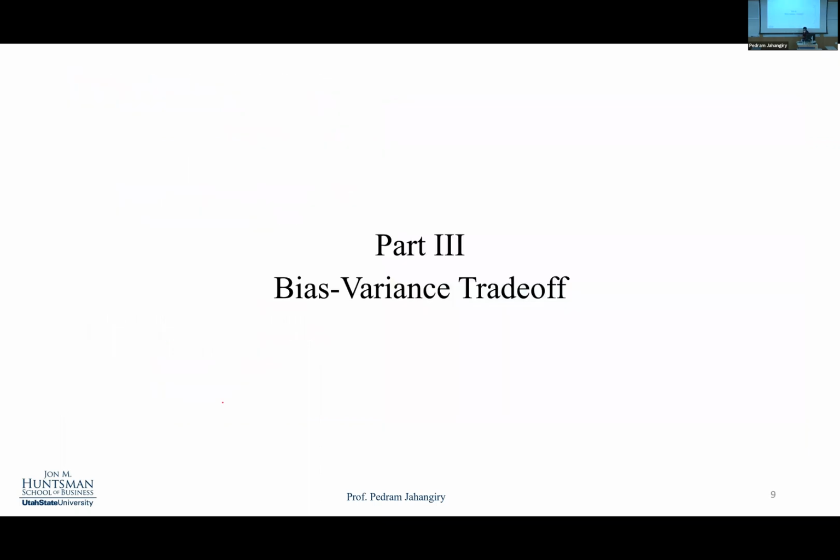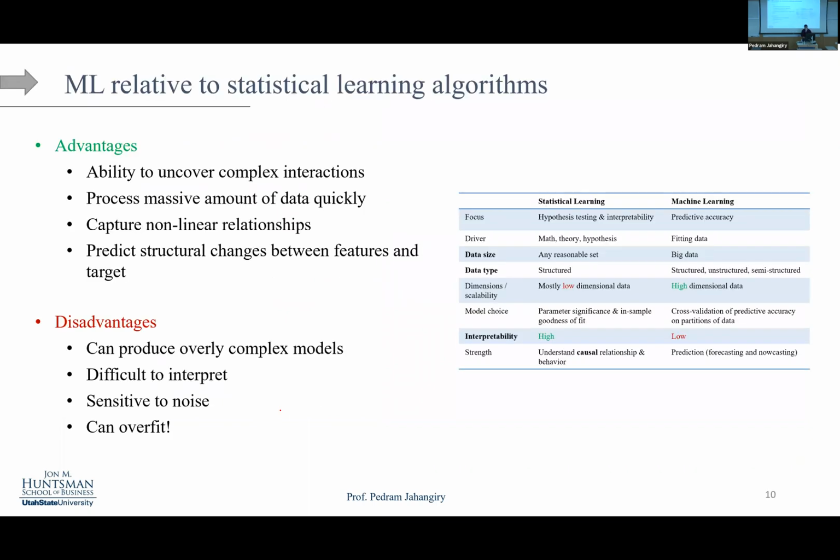Now let's talk about the bias-variance trade-off. Here, this is a very small version of the table that we saw in class 1. I encourage you to memorize that one. I re-emphasize it again: understand and memorize these things, because it's important that you know the difference between econometrics, statistical learning, and machine learning.